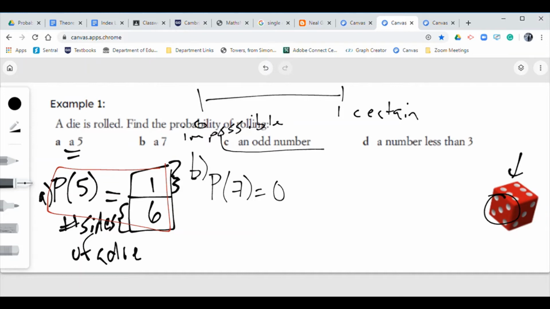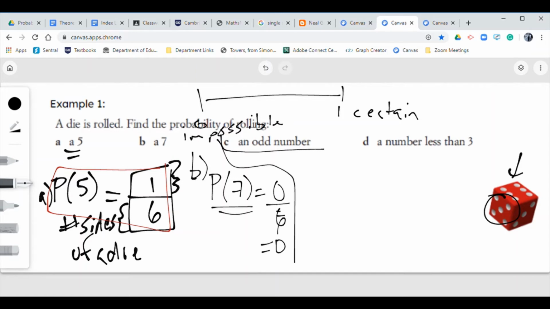If we know that it's absolutely impossible to roll a 7 with a die, the probability of that is not even a fraction, it's just 0. You can also think about it as 0 over 6, which is also just 0. So that's B. Your probability would be 0. There's a 0 chance of it. There's a 0% chance of it. There's no way that is going to happen.